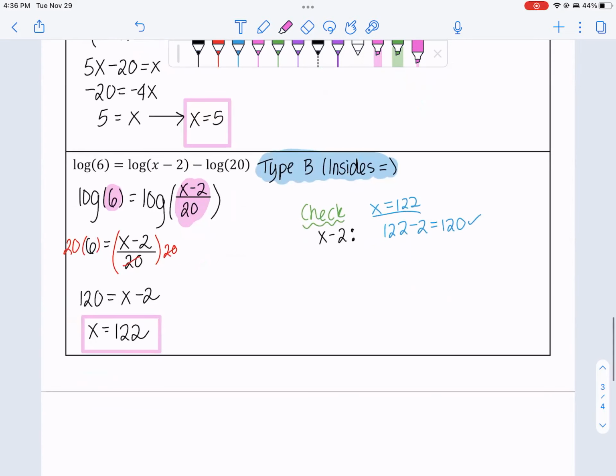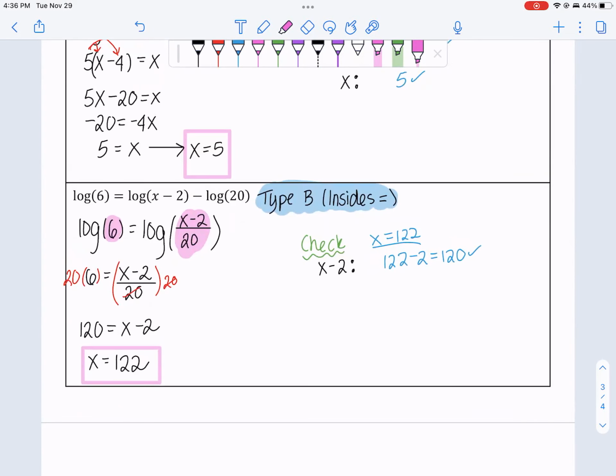All right, so there it is. Logarithmic equations with multiple logs. It just comes down to one of two types. Knowing which one you're going for is vital. It'll make everything so much easier.